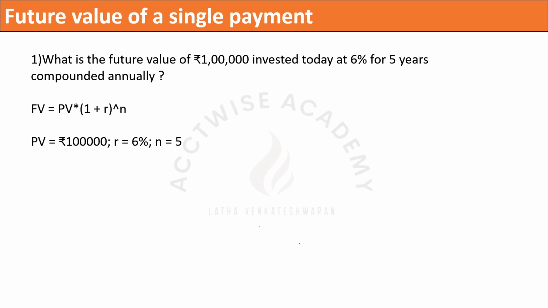We are going to take the same problem and let us see how to solve the problem using the future value table. So the problem is, what will be the future value of rupees 1 lakh invested today at 6% interest for 5 years? Same problem, compounded annually. Okay. So formula is PV into (1 plus R) the whole power N. We know PV is 1 lakh, R is 6% and N is 5. Let us look into the future value table.